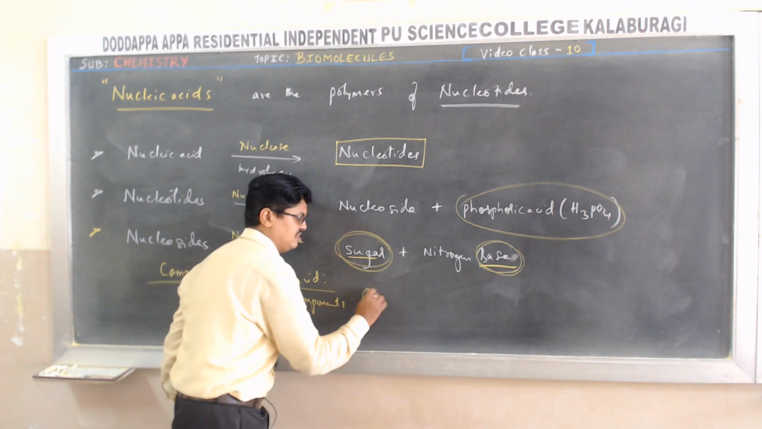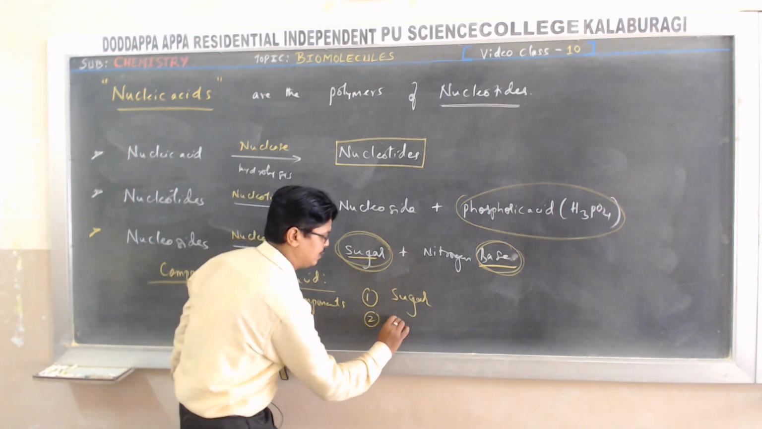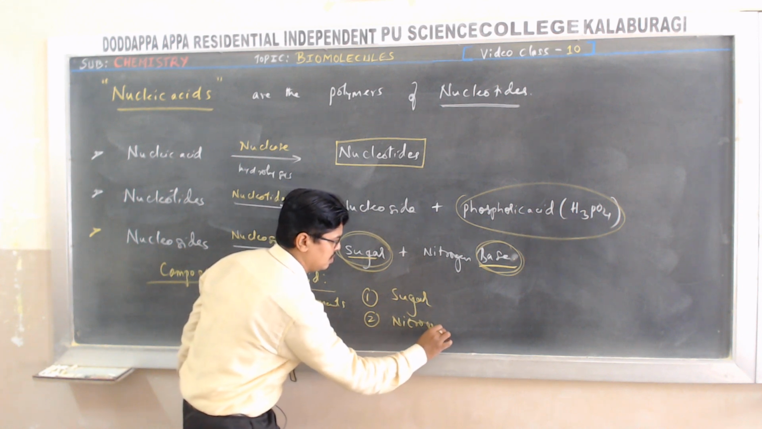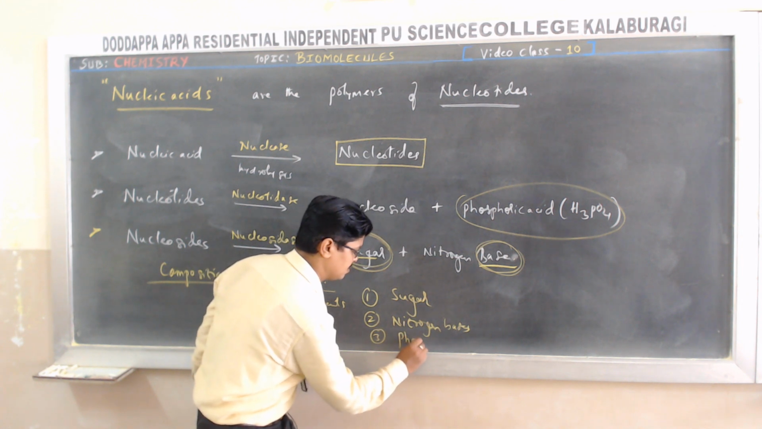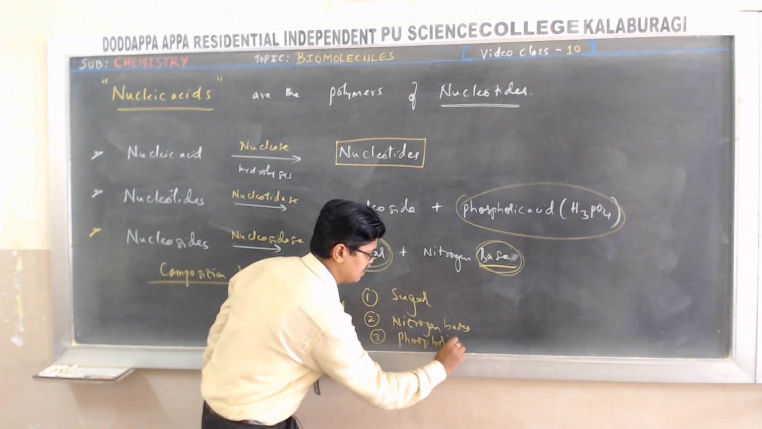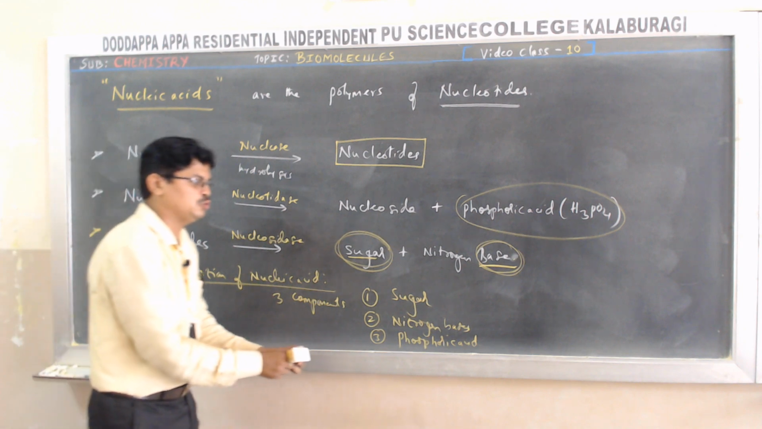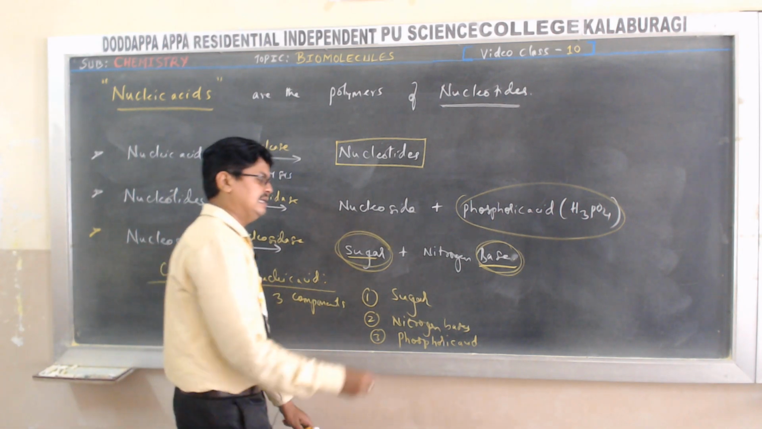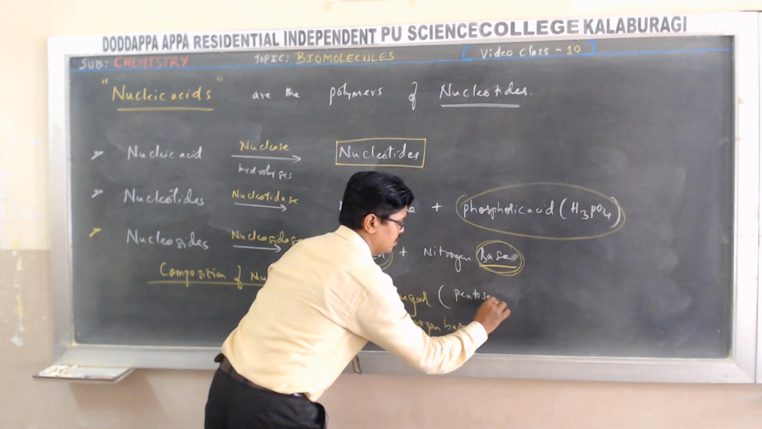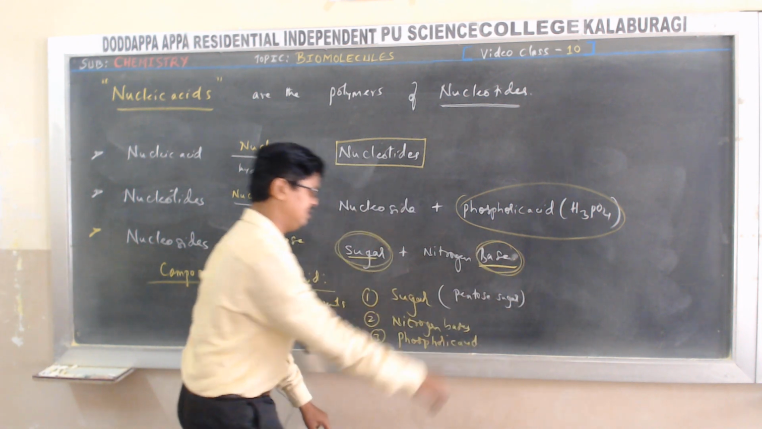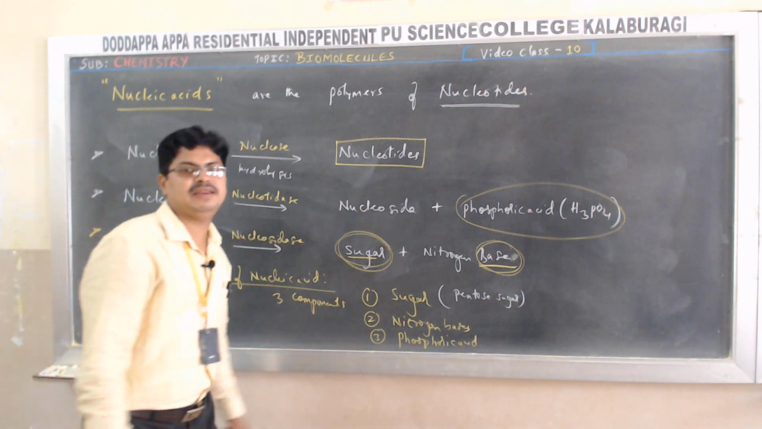What are those? First one is sugar. Second one, nitrogen bases, and third one is phosphoric acid. So nucleic acids are composed of sugar, nitrogen bases and phosphoric acid. Especially, what is the sugar present in nucleic acid? It is pentose sugar. Pentose sugar is present in nucleic acids. Then what about the nitrogen bases? Let me explain one by one.